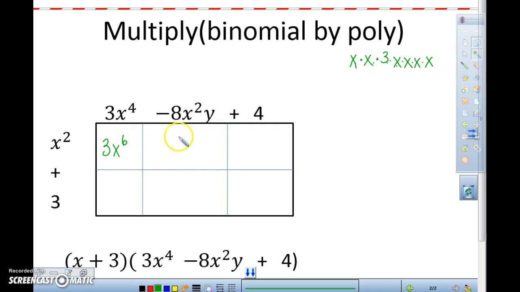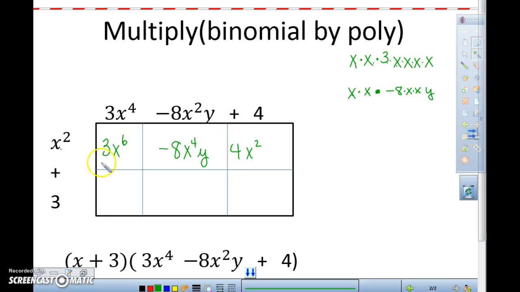All right, this middle box here, x squared times negative 8x squared y. So we have negative 8x to the 4th y. Again, if you want to write it out, x squared would be x times x, times negative 8, 2 more x's, and a y. So we have 1, 2, 3, 4 x's. There they are. x squared times 4.